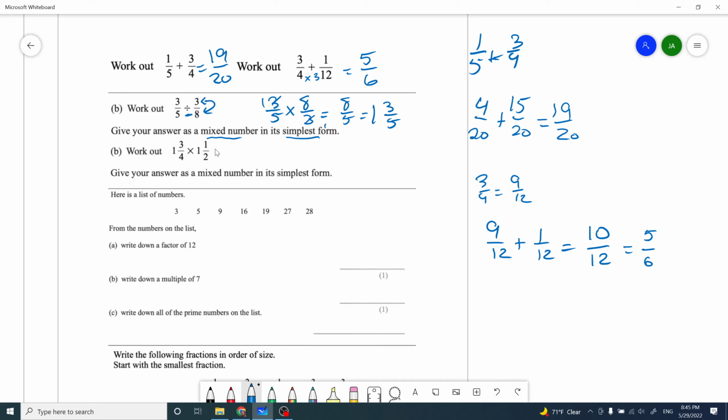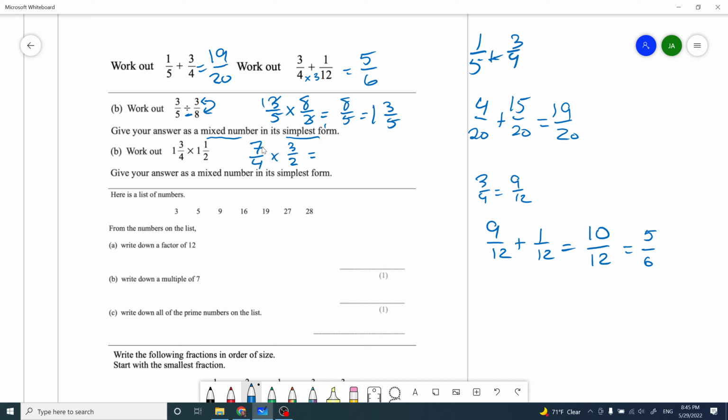The first step I'm going to do is make them improper fractions. So 1 and 3/4 as an improper fraction: 4 times 1 is 4, plus 3 is 7, so that's the same as 7/4. 2 times 1 is 2, plus 1 is 3, so that's going to be 3 over 2.